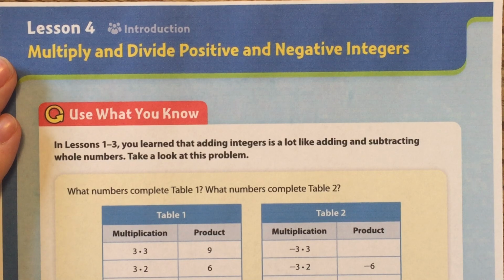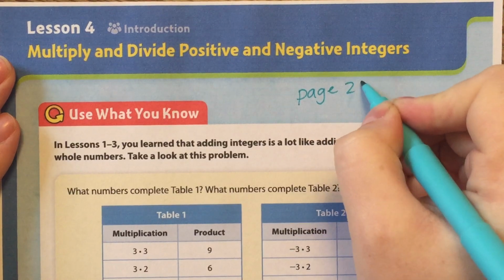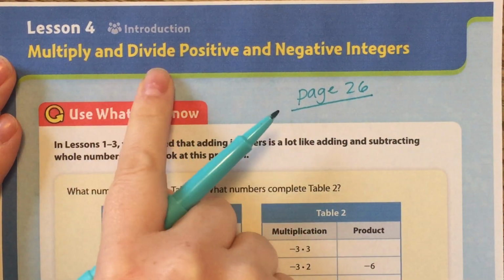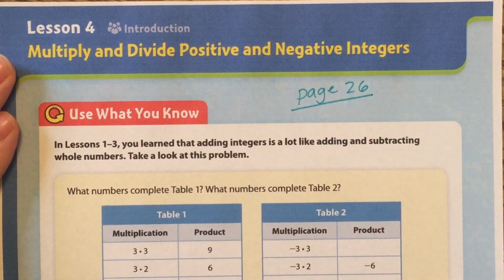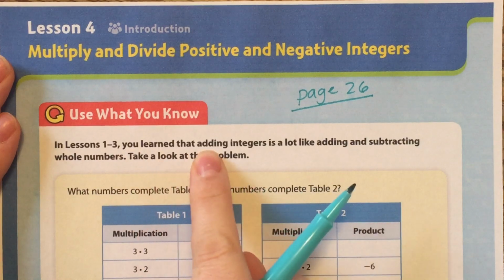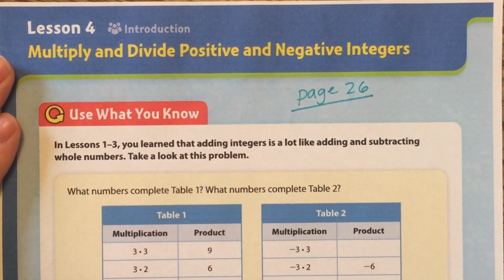Hi class, it's Mrs. Perrone and we're on page 26 of your shiny math book. We are switching gears away from addition and subtraction and moving on to multiplication and division of positive and negative numbers in this lesson. So in lessons 1 through 3, you learned that adding integers is a lot like adding and subtracting whole numbers. Take a look at this problem.